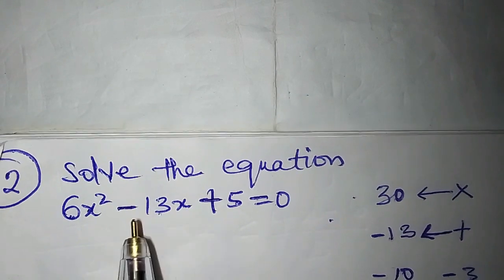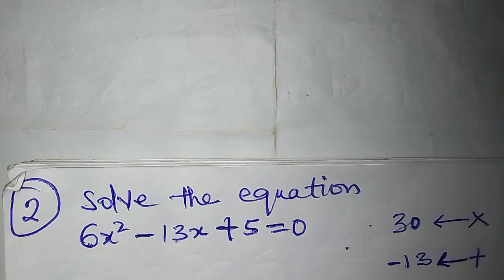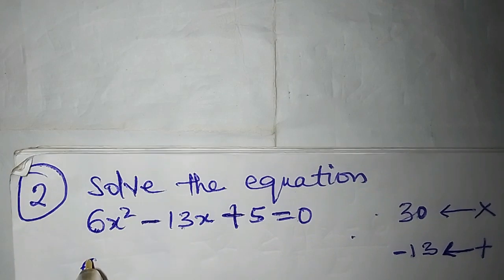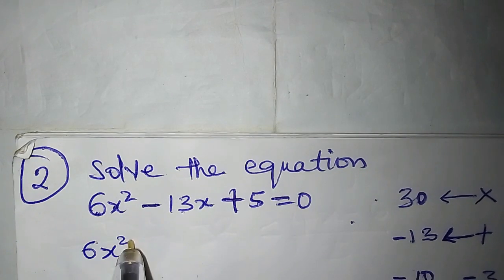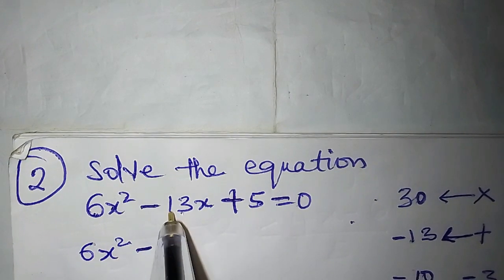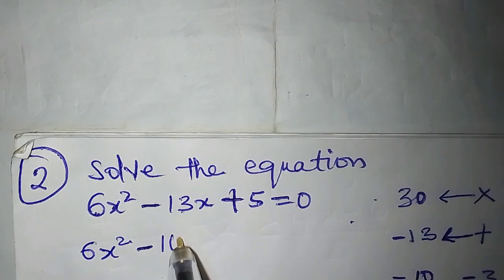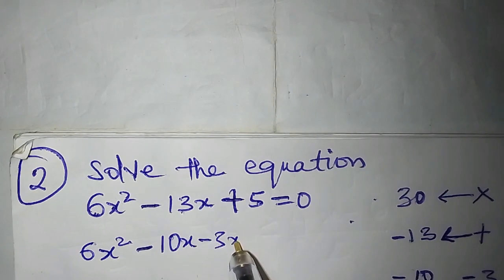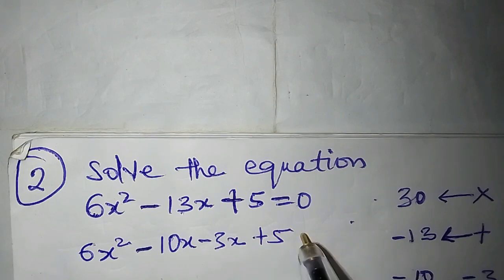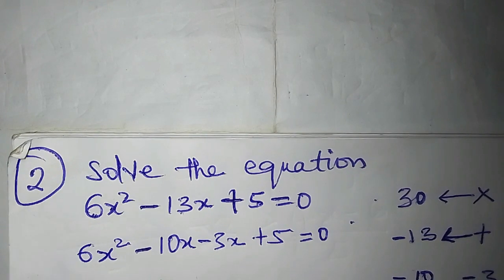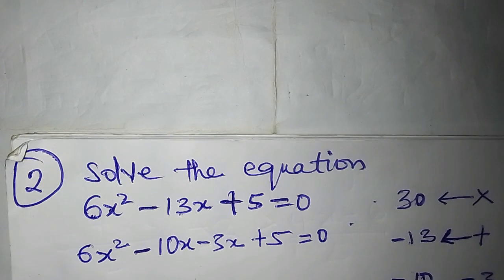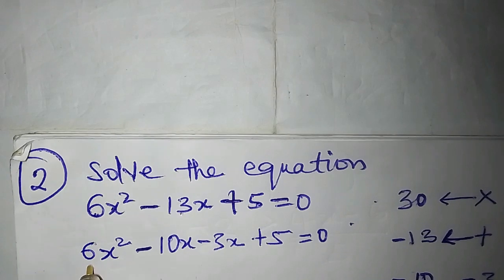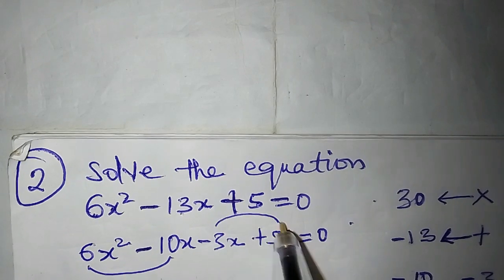Well, this quadratic equation will now change to 6x squared minus, in place of minus 13x, I will write minus 10x minus 3x, then plus 5 equal to what? 0. So I'll factorize this by grouping in twos. Factorize the first two, factorize the last two.